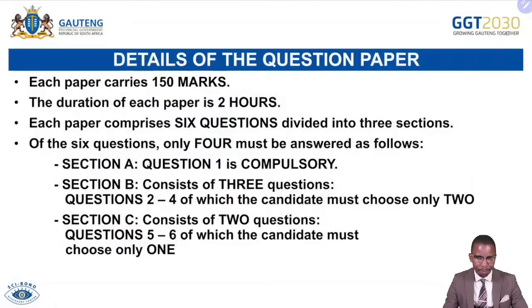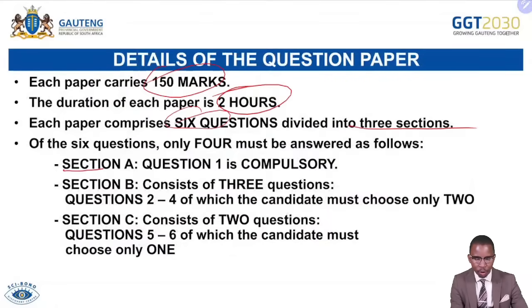Detail of the question paper. Each paper carries 150 marks. So our paper for tomorrow is 150 marks. Duration is 2 hours. You need to be very efficient as you answer your questions in the question paper, so that you can complete your paper on time. Each paper comprises 6 questions divided into 3 sections, namely section A, section B, and section C.